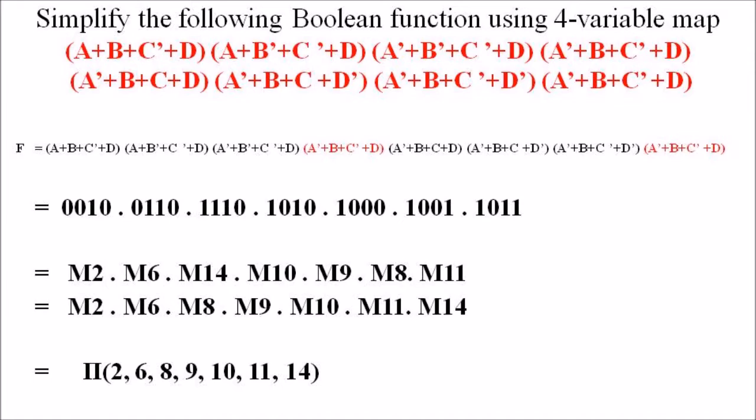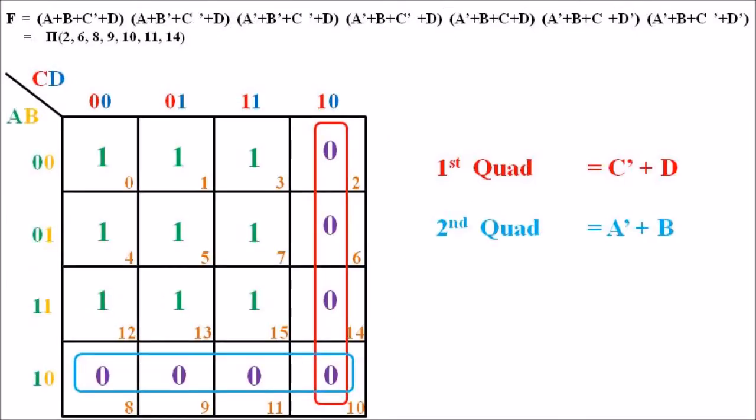While reducing this function, it can be reduced in max term representation as pi of 2, 6, 8, 9, 10, 11, 14. That is, the given function is pi of 2, 6, 8, 9, 10, 11, 14. And the K-map representation for this given function is shown in this figure. So this K-map can be reduced as two different groups. The first group is C bar plus D and the second group is A bar plus B. Thus, the final POS for this given function is (C bar plus D) into (A bar plus B).